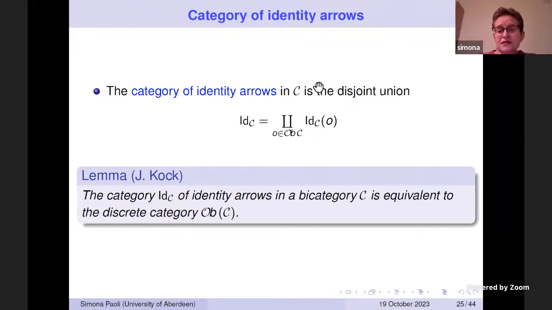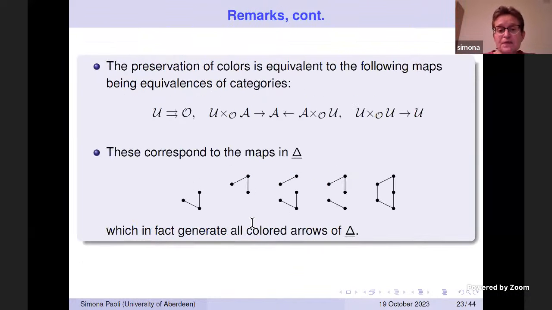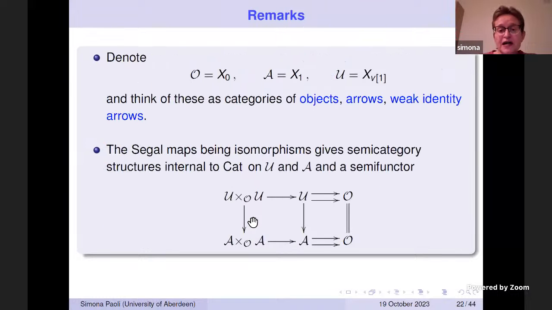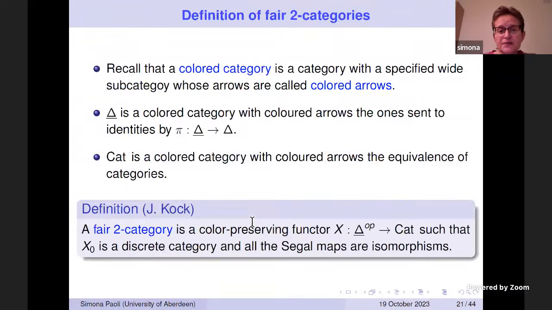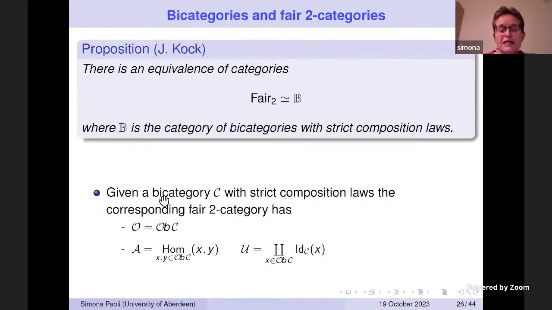You can have a category of identity arrows. And a fundamental observation, which I think is due to Joachim, and it's a very nice thing, is that the category of identity arrows in a bicategory is equivalent to a discrete category. So what Kock does is to say, well, if you have a bicategory, just let me, I've lost track of where I want to go. Okay.